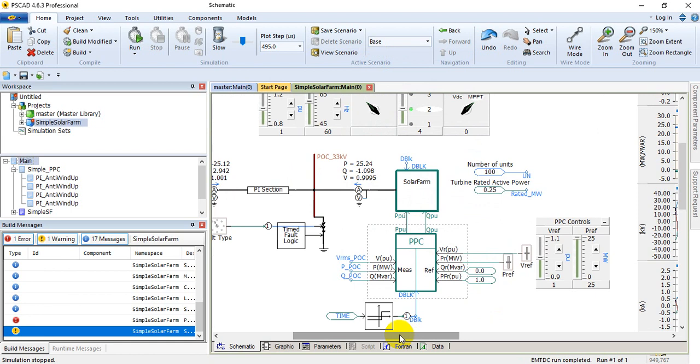Okay, so the solar farm part 1 and part 2 are now completed based on the theoretical background. In the next lecture we will directly run our case for the manufacturer model, and see how we perform the dynamic studies for that part as well. Okay, thank you.